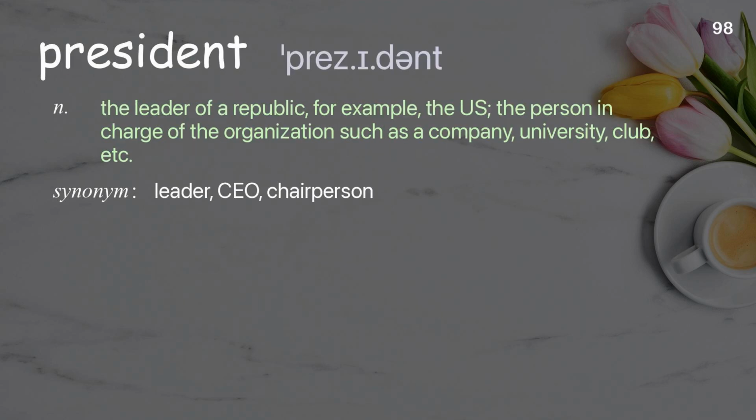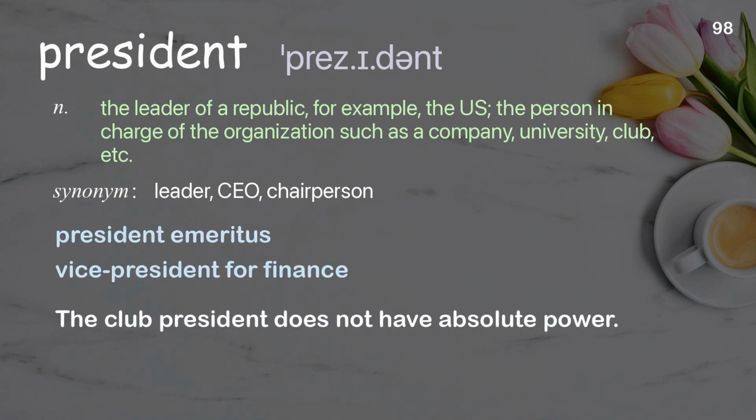President. The leader of a republic, for example, the U.S., the person in charge of an organization, such as a company, university, club, etc. Examples: President Emeritus. Vice President for Finance. The club president does not have absolute power.